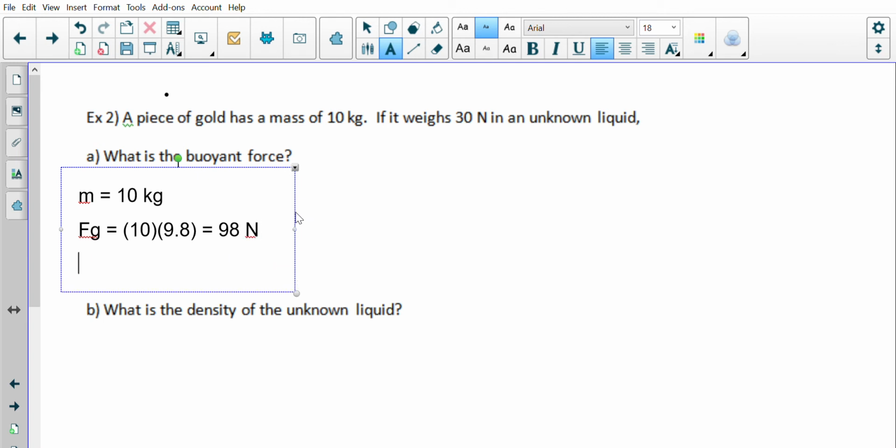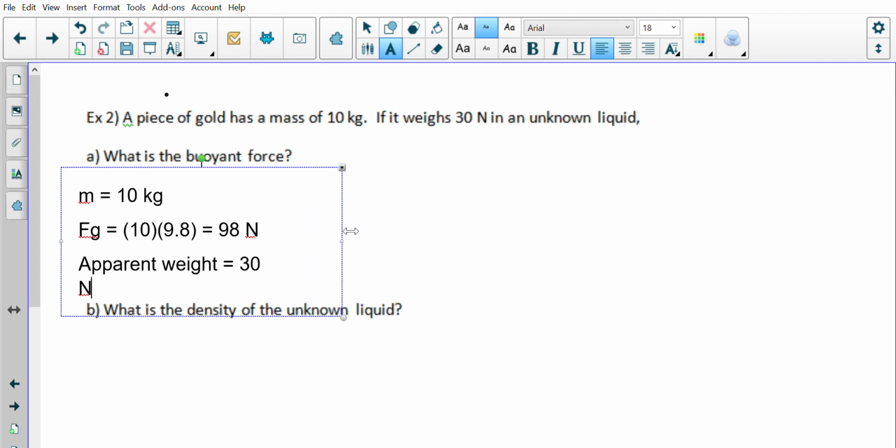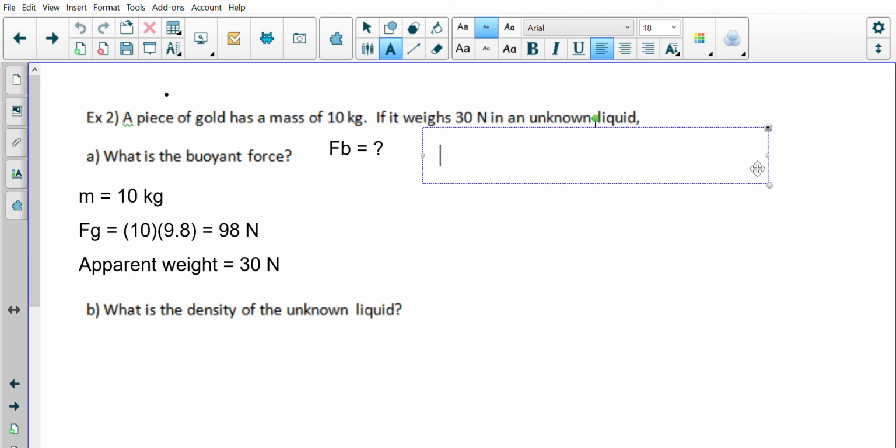Now, the other thing is it says it weighs 30 newtons in an unknown liquid. So that is going to be our apparent weight. It's apparently what it weighs. Again, we've got 30 newtons there. All right. And we want the buoyant force, FB. All right, so again, I'm going to use that formula that I had before, where our apparent weight is equal to Fg minus that FB.